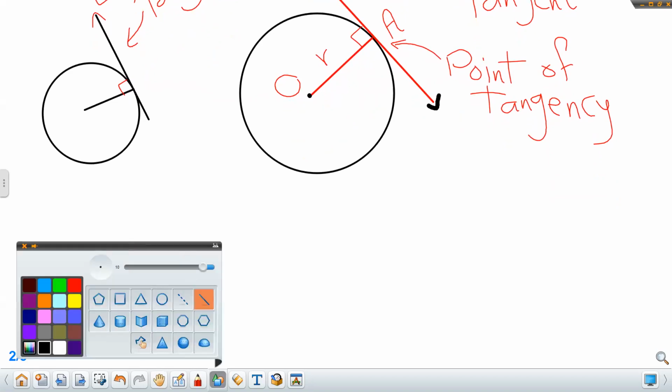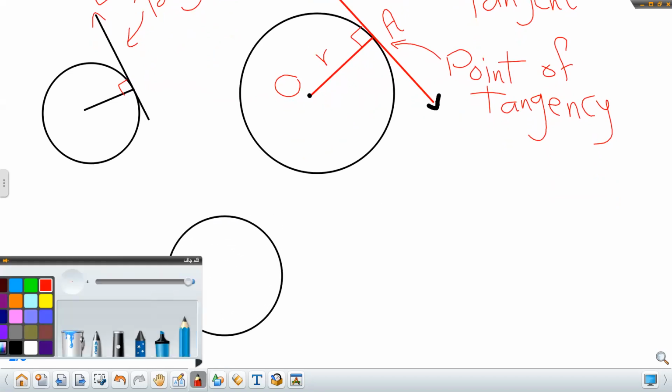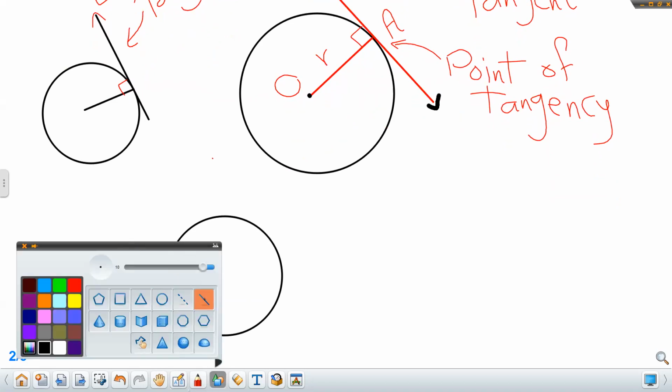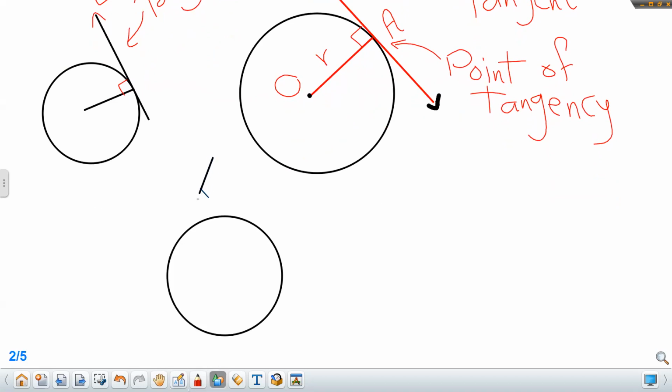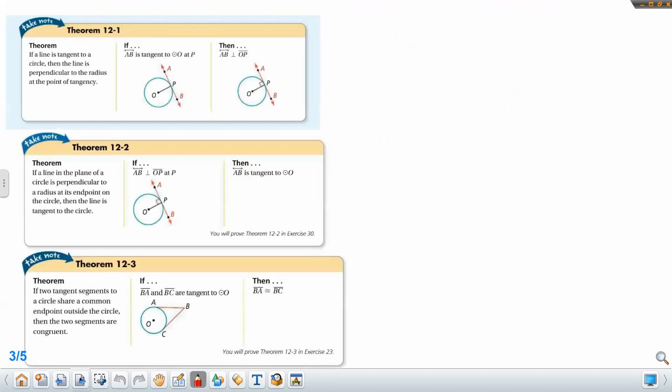But what about theorem 3? Theorem 3: if you have a point outside the circle, for example A, and from A we draw two segments, AB and AC, then the two segments drawn from a point outside the circle are equal. This is theorem number 3. So we studied three theorems.